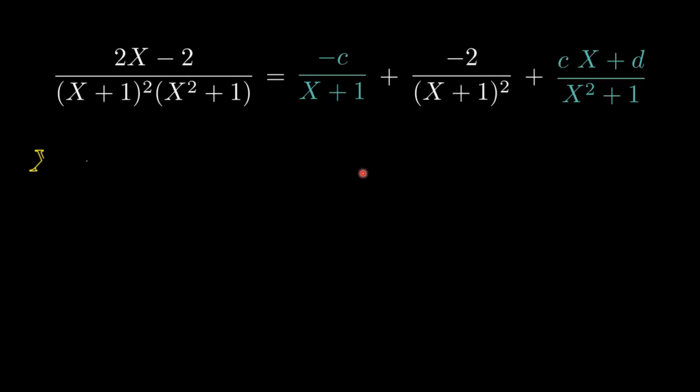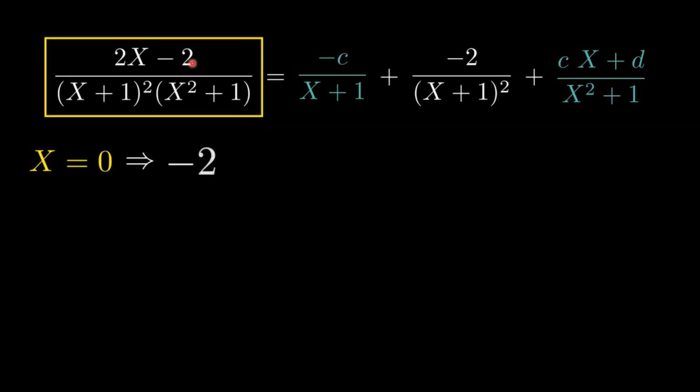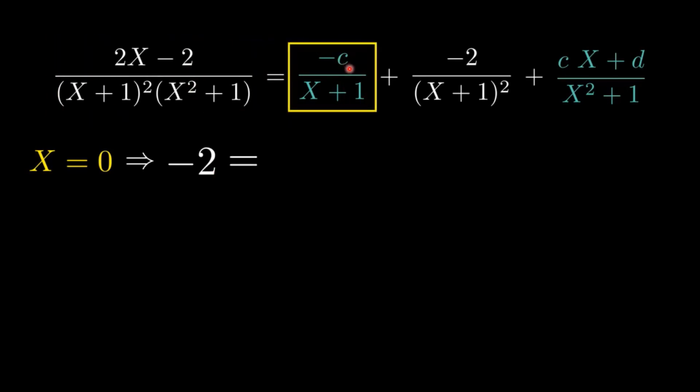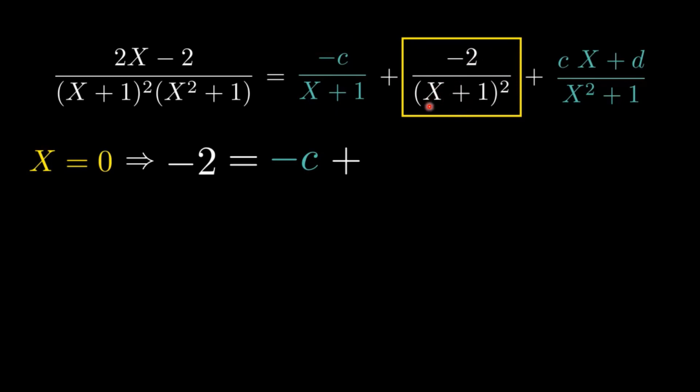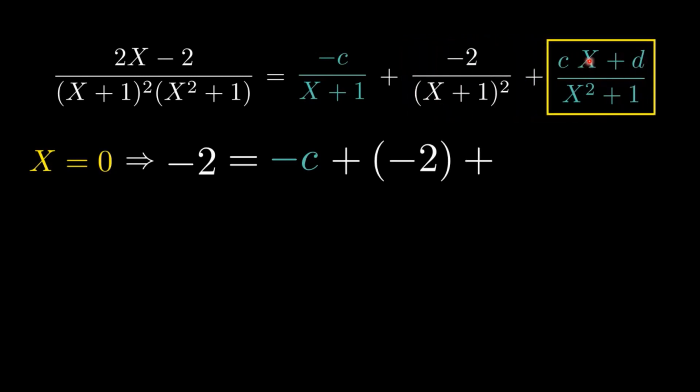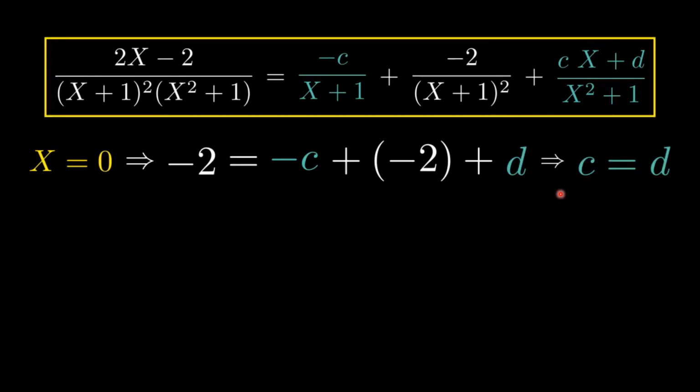So here, when we take x equals 0, this equality becomes negative 2 over 1, which is negative 2, equals negative c over 1, which is minus c, plus negative 2 over 1 because x equals 0, so negative 2, plus here we have c times 0, which is 0, plus d over 1, which is d. So here we have c equals d.